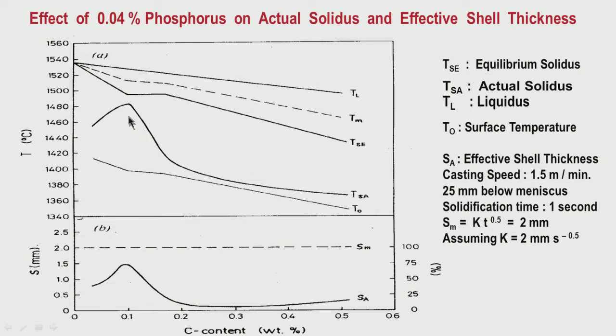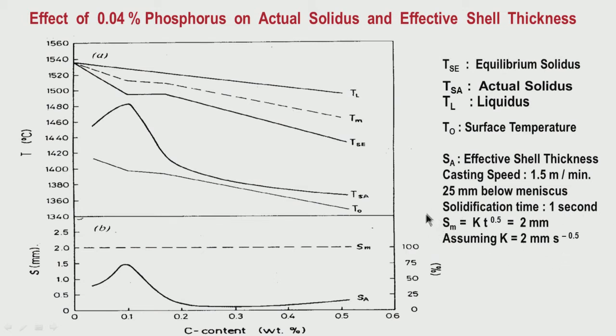Now, at what stage of solidification do you calculate this? That is important, because this relative position of the actual solidus temperature will all depend on at what stage of solidification you are at. So, what has been done is we have used a casting speed of 1.5 meter per minute, and the calculation has been done 25 millimeter below the meniscus. At that point of time the solidification time was 1 second.